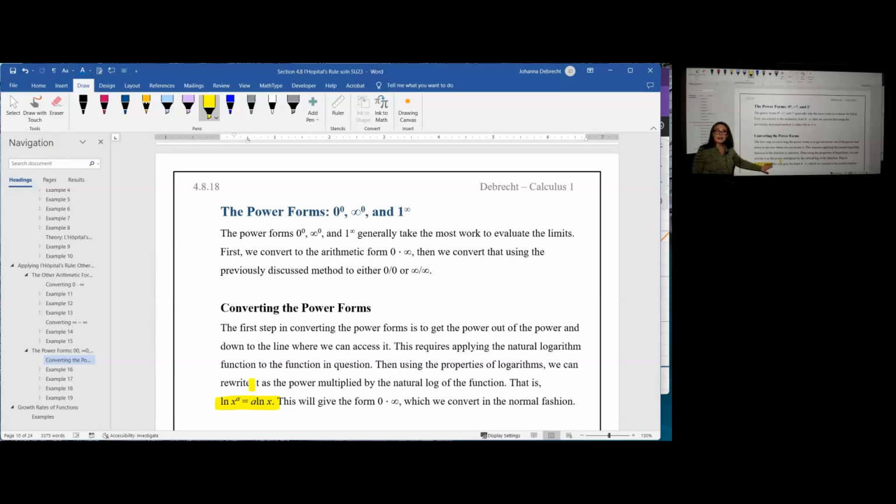One of a and the natural log of x is going to be 0, and the other one will be infinity. This will give us the 0 times infinity form. Never ever move the natural log. So in order to convert this to 0 over 0 or infinity over infinity, we'll have to divide by the reciprocal of a, 1 over a.